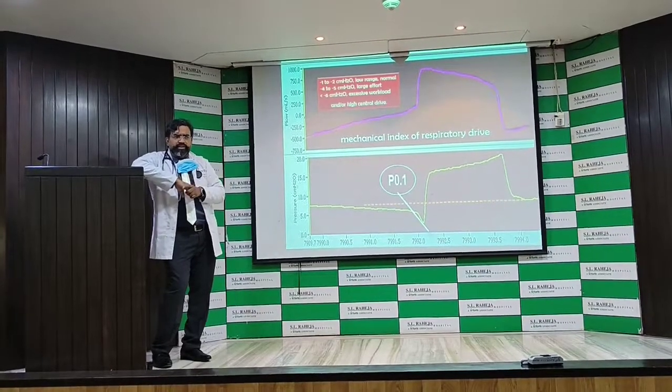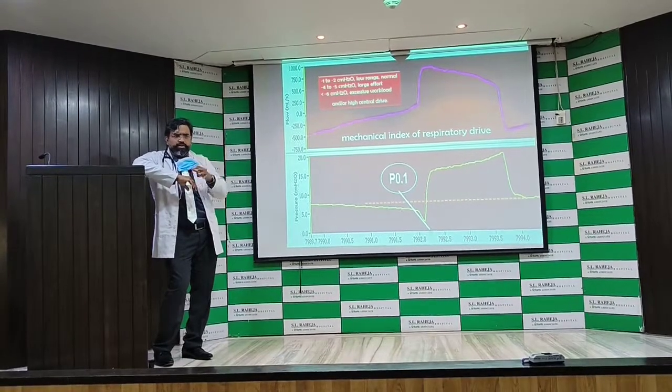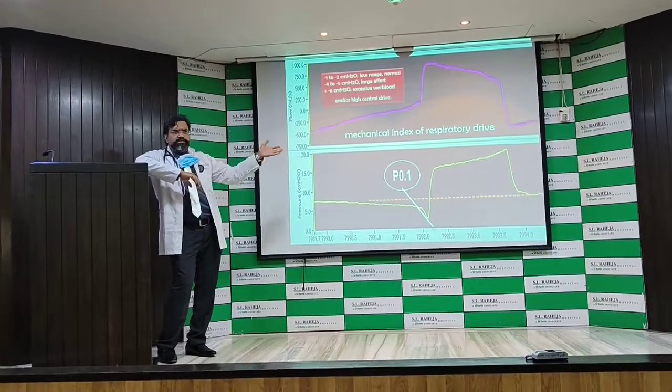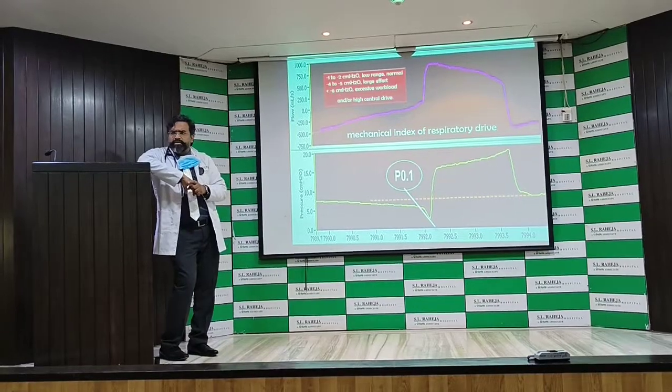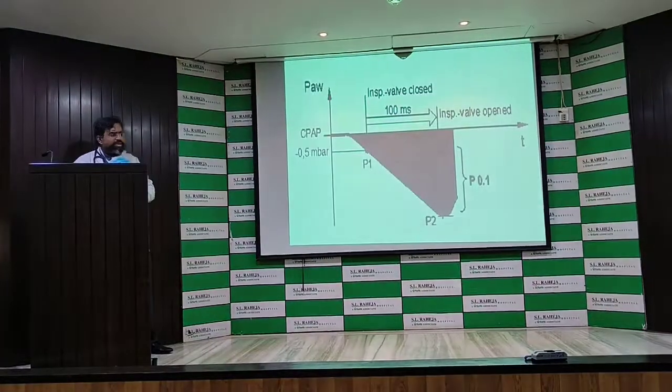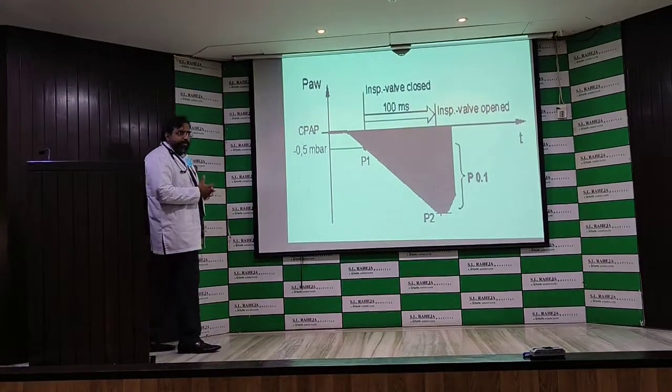It comes calculated in certain ventilators without you pressing P0.1. For example, the new ventilator that we have, the Hamilton C6 that you see over there, gives you the P0.1 even without you pressing a button. Understood P0.1? So if I were to put it this way, the calculation is like this. Let me make you understand what happens.